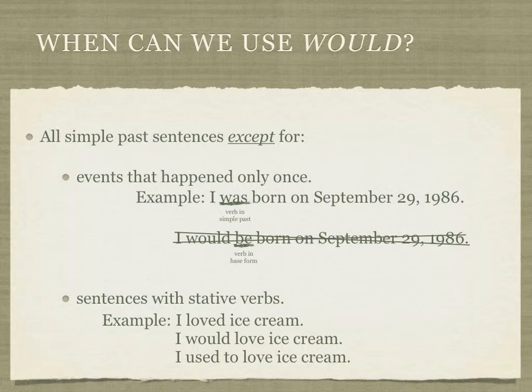You also cannot use would with sentences with stative verbs. Remember, a stative verb is a verb that isn't actually doing any action. So an example is, I loved ice cream. You can't say I would love ice cream. You can't use would with stative verbs. But you can say I used to love ice cream. So if you have a stative verb and you want to use used to or would, you have to use used to.